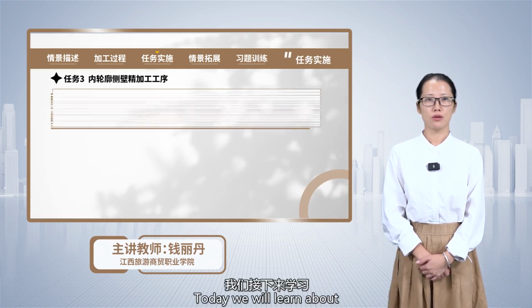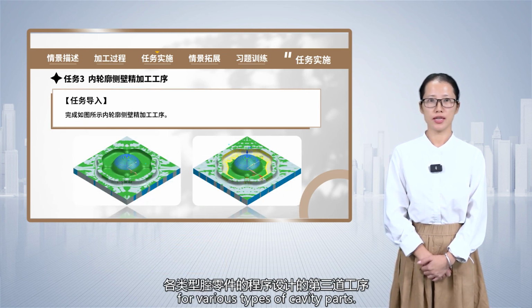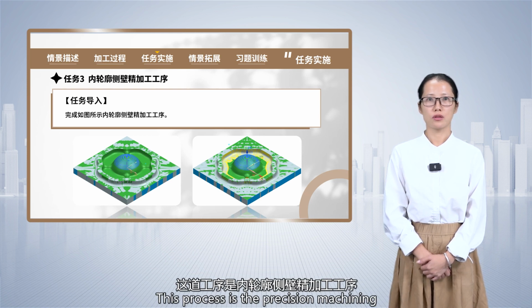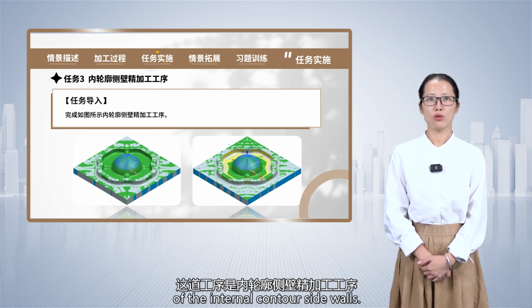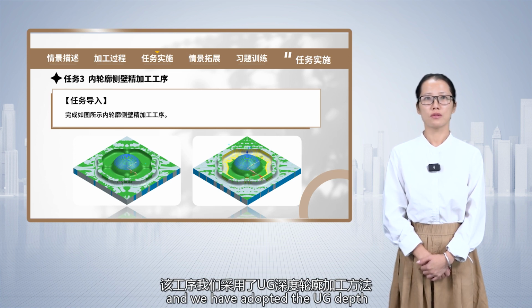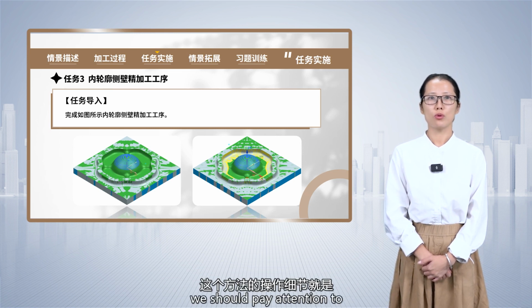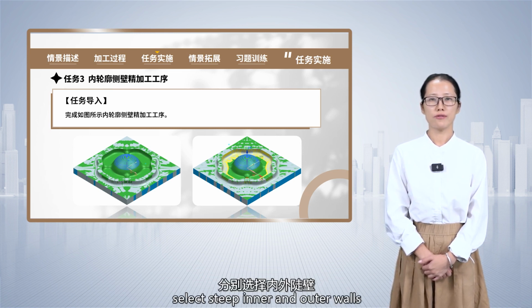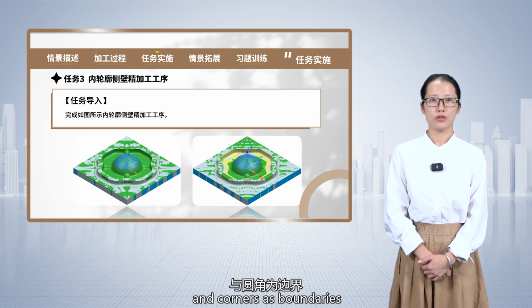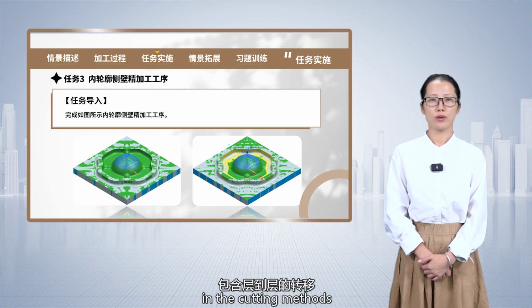Today we will learn about the third operation of program design for various types of cavity parts. This process is the precision machining of the internal contour side walls. The process involves deep machining, and we have adopted the UG depth contour machining method. Most importantly, we should pay attention to select steep inner and outer walls and corners as boundaries and incorporate layer-to-layer transitions in the cutting methods used for tool passes.